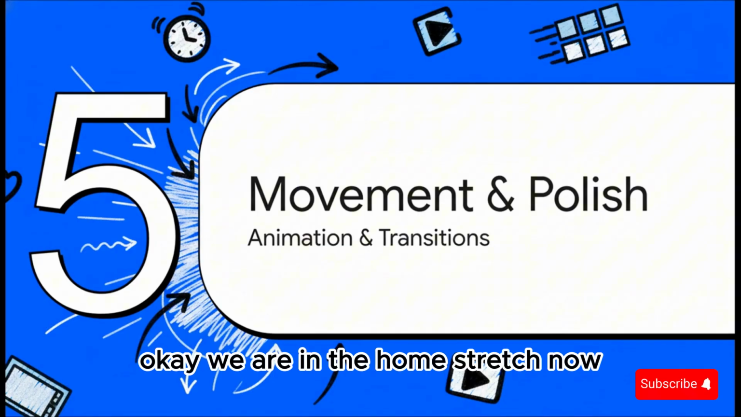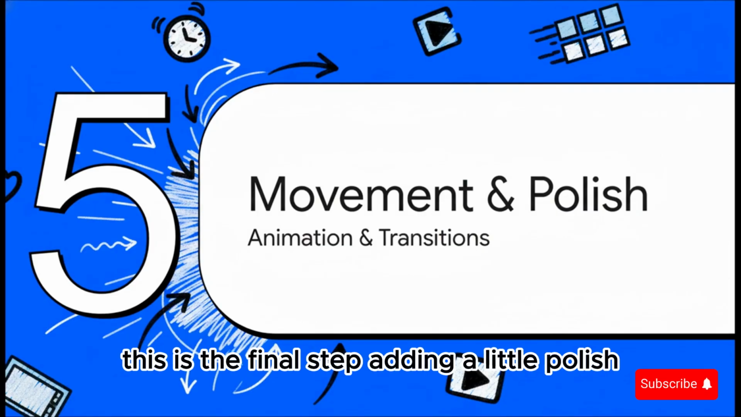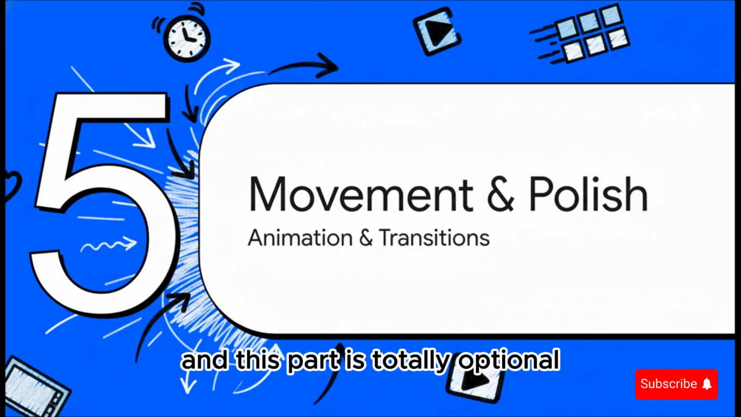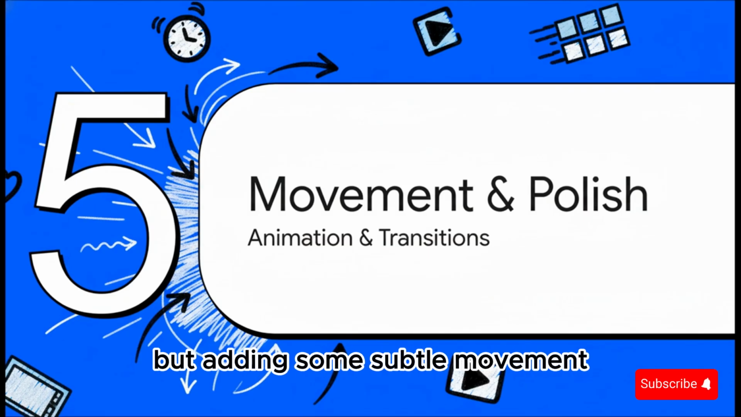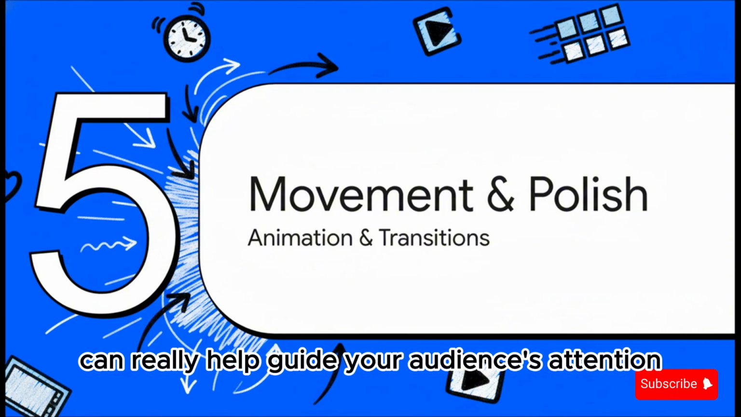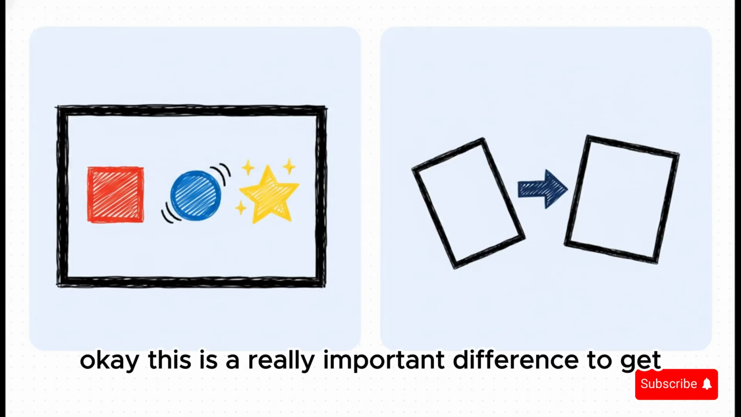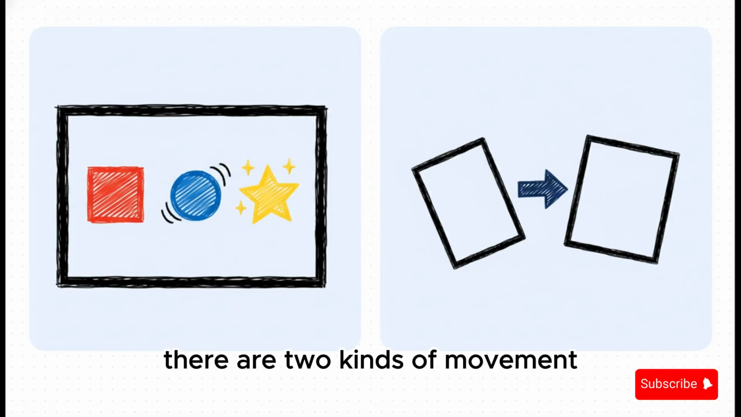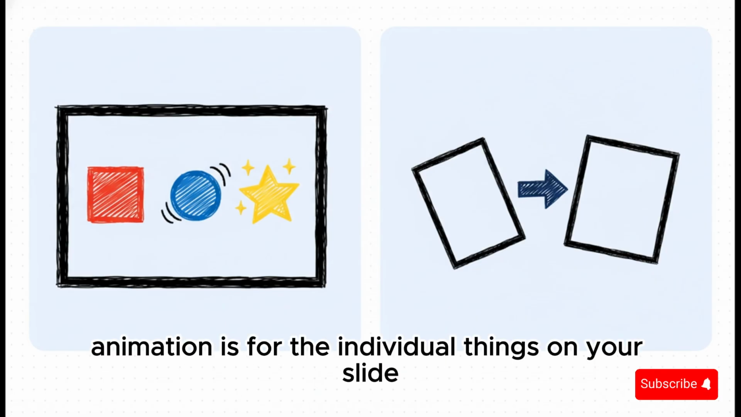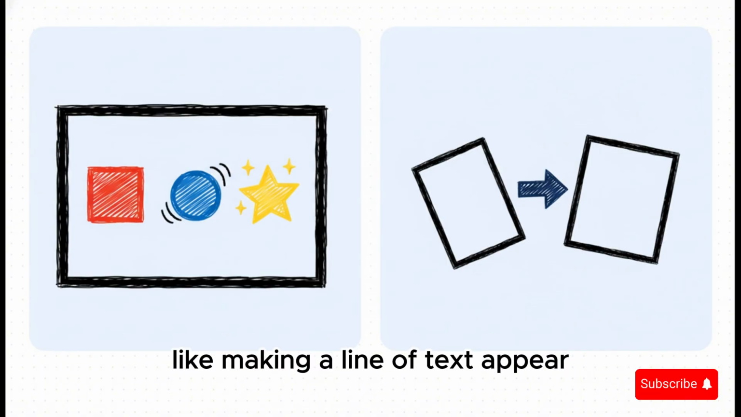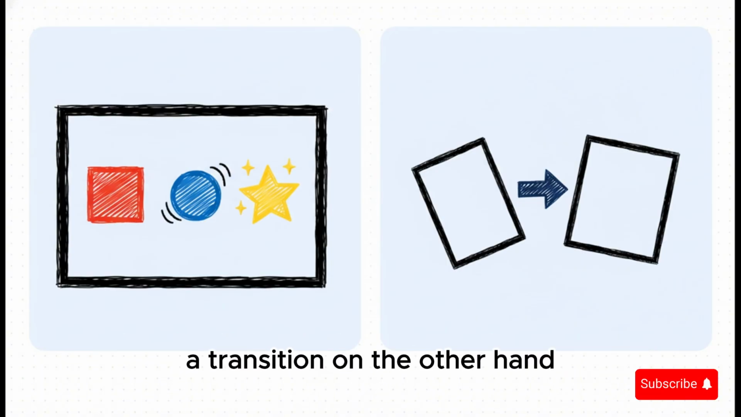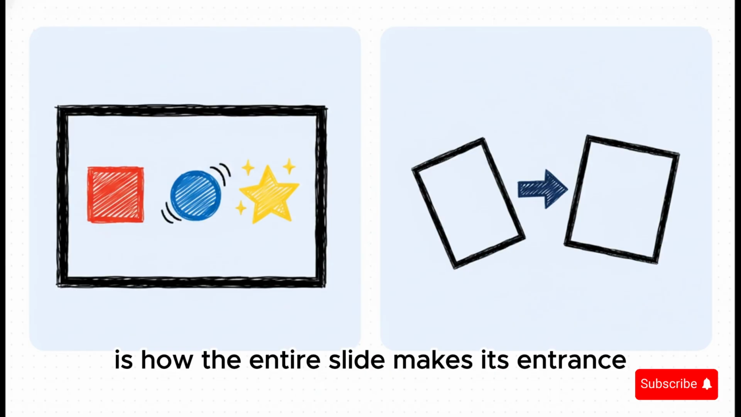Okay, we are in the home stretch now. This is the final step, adding a little polish. And this part is totally optional, but adding some subtle movement can really help guide your audience's attention and control the flow of information. Okay, this is a really important difference to get. There are 2 kinds of movement. Animation is for the individual things on your slide, like making a line of text appear. A transition, on the other hand, is how the entire slide makes its entrance.